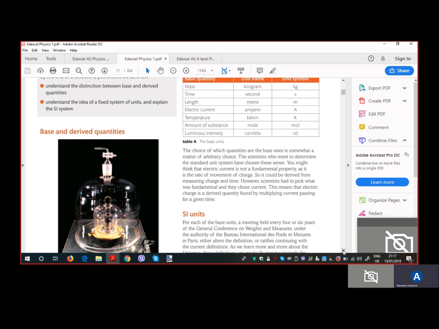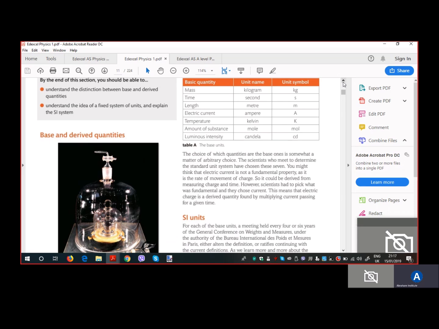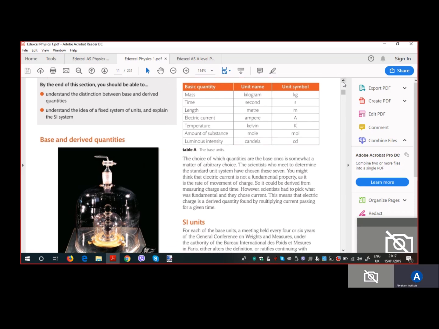Then we have something called the SI unit. SI stands for the international system of units. Here S stands for system, I for international. That's what it means. Because if different countries have different units, they can't work with each other. It will be difficult, you have to keep converting. So they have a common unit so that all the countries can work with this unit.